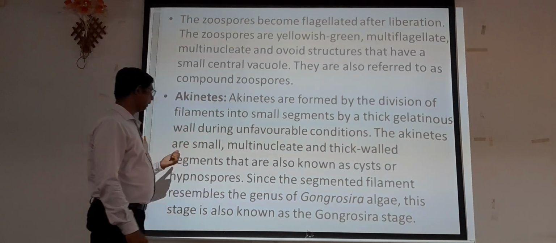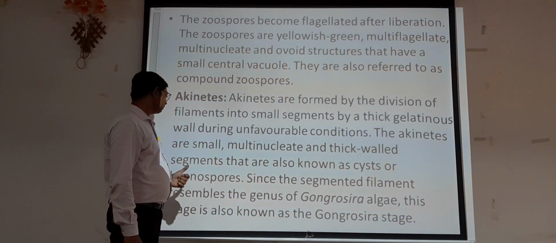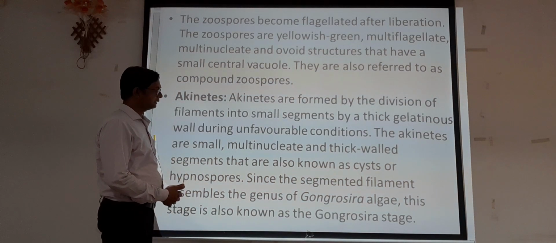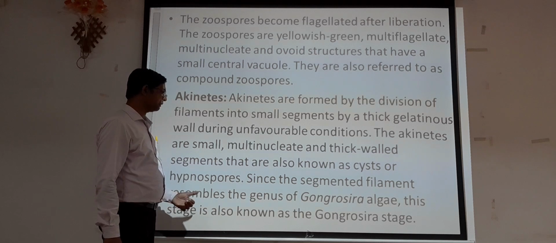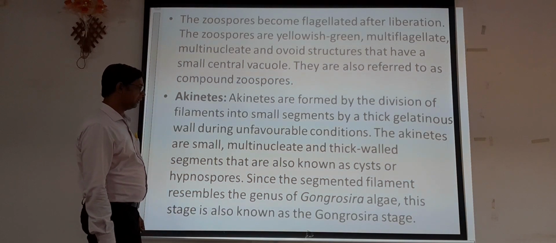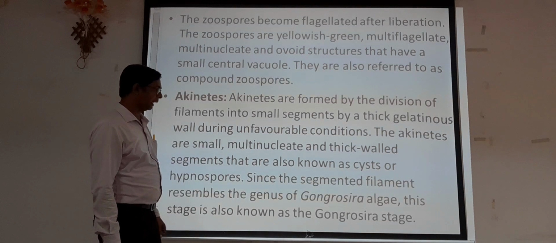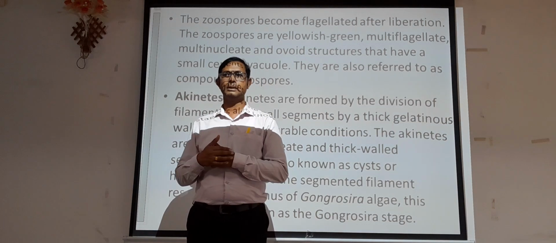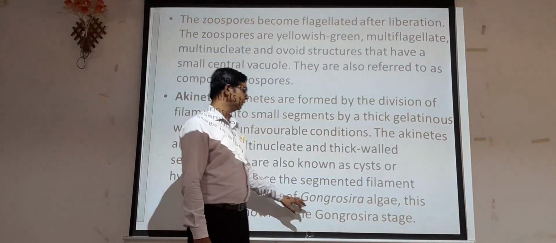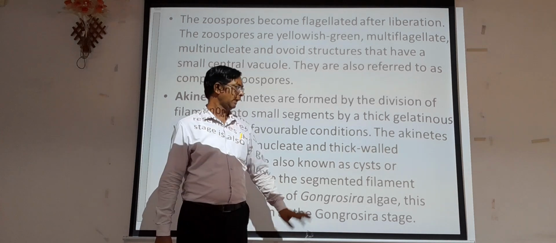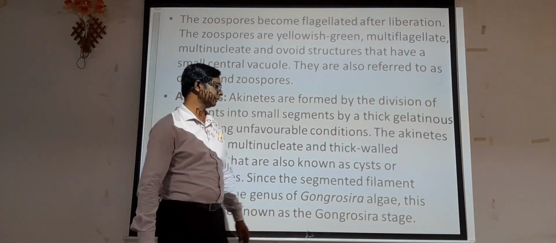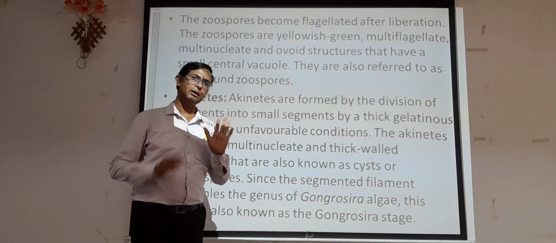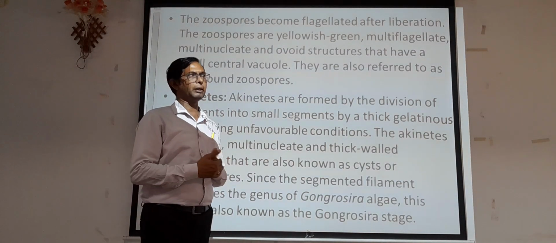The akinetes are small, multinucleate, thick-walled segments that are also known as cysts or hypnospores. Since the segmented filament resembles the genus Gongrosira, this stage is also known as the Gongrosira stage. So when we see these akinetes, they look like Gongrosira algae, and that is why this stage is given the name Gongrosira stage. So it is nothing but the formation of akinetes. Akinetes resist the unfavorable condition.